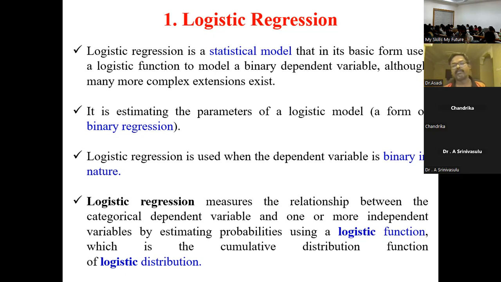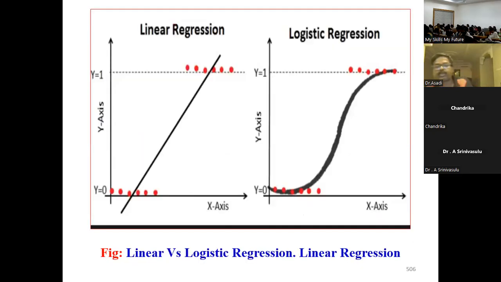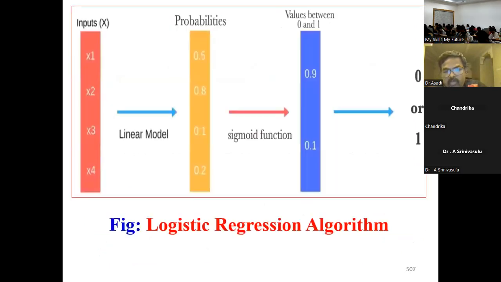Logistic regression is used when the dependent variable is binary in nature. So logistic regression measures the relationship between the categorical dependent variable and one or more independent variables by estimating probabilities using the logistic function, which is the cumulative distribution function of the logistic distribution. So this is the output I'm expecting. First one is a linear regression, y is equal to mx plus c. And the second one is a logistic regression. Sine wave, sinusoidal wave. And the logistic regression algorithm follows the number of input layers, then number of hidden layers, then linear model and a sigmoid function for activation function. Then finally we are getting 0 or 1.